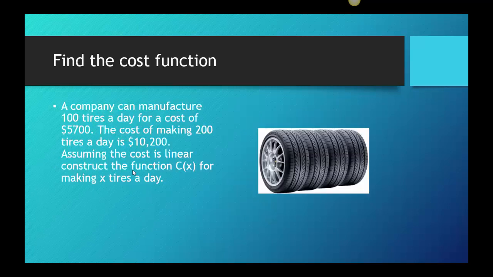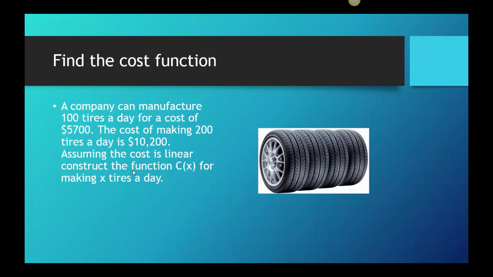All right. Let's look at cost function in a different direction where it's not so obvious. So let's say a company can manufacture 100 tires a day for a cost of $5,700, and the cost of making 200 tires a day is $10,200. So we're going to assume that the cost is linear, and I want to construct a function c of x for making x tires a day.